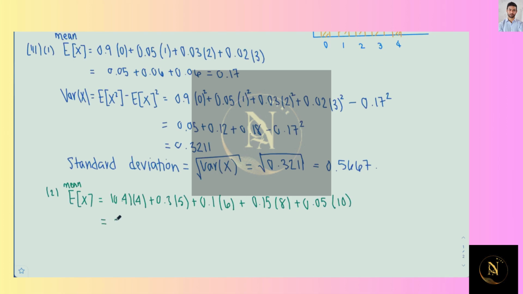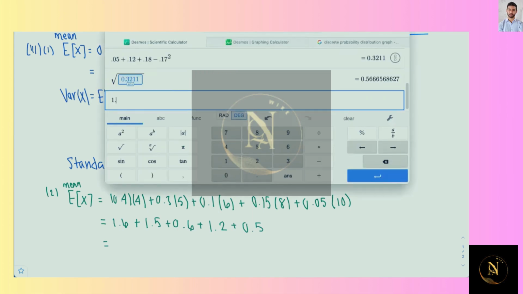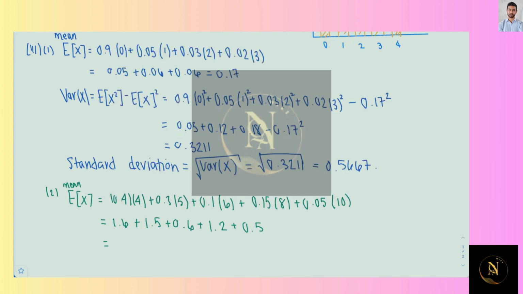So that's going to be 0. That's not 0, that's 1.6. 1.5. 0.6. And then 1.2 and 0.5. Let's calculate it. 1.6, 1.5, 0.6, 1.2, and 0.5 is 5.4. Okay, so that's our mean.